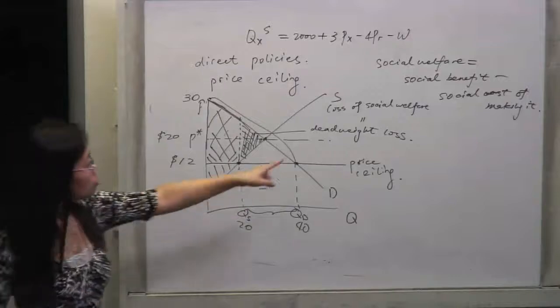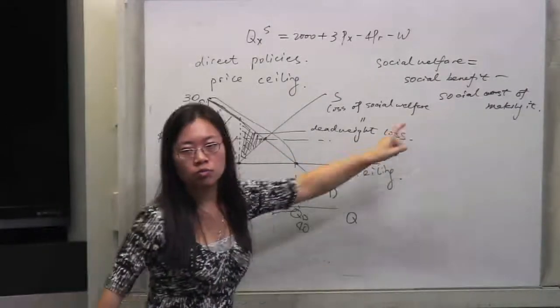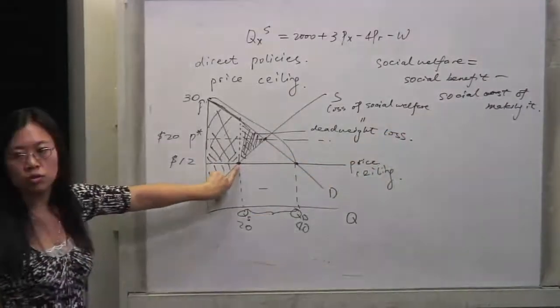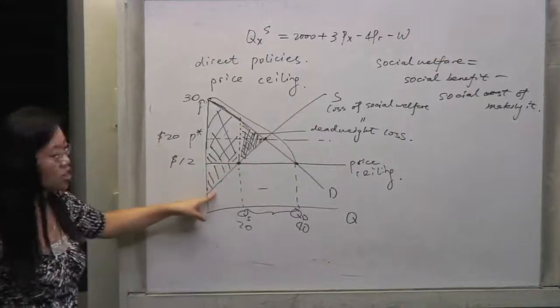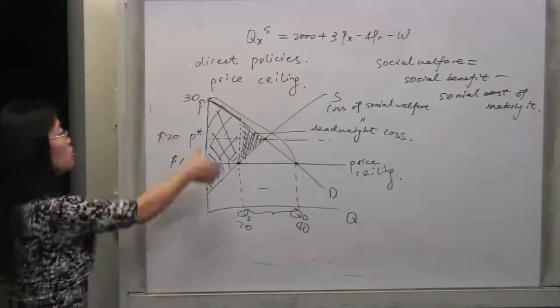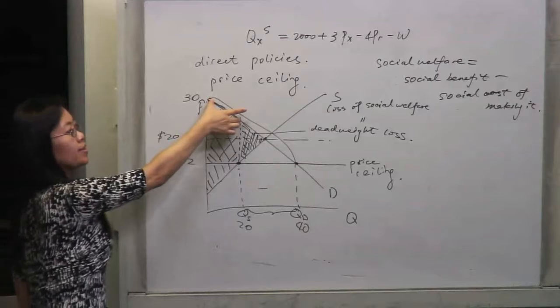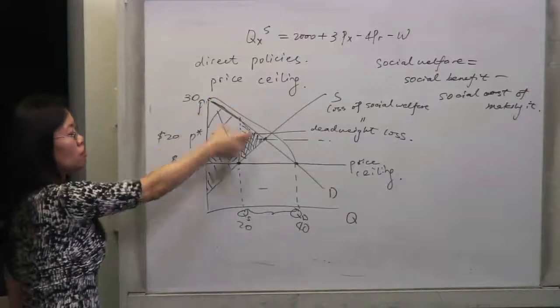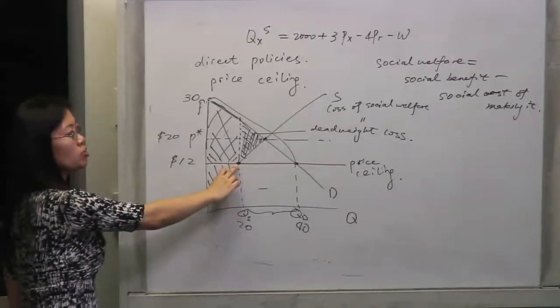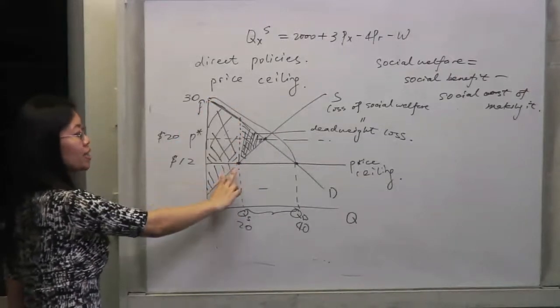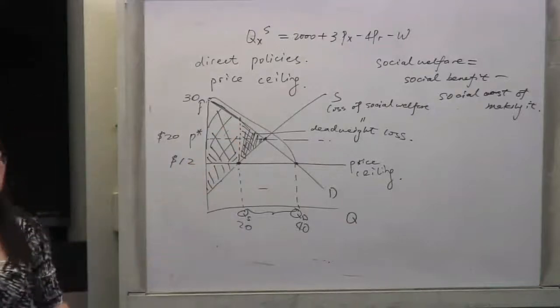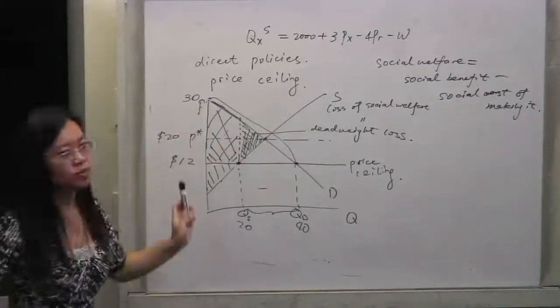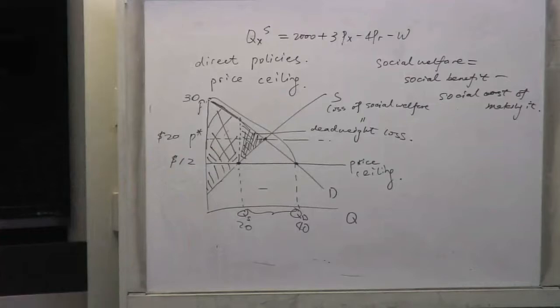Where's the social cost of making it? Those firms are going to produce the good. So this part of the line represents the cost of making the good, and this part of the line represents the utility or satisfaction gained by the consumers, by the people. The difference between this and this is the social welfare. That's why this whole area represents social welfare. So that's another approach to understand social welfare.